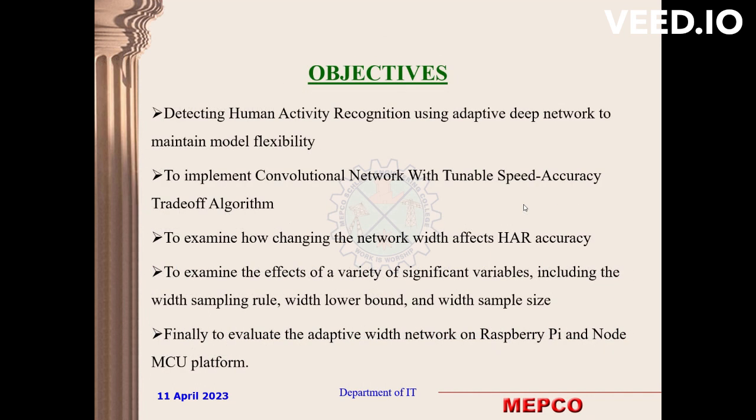The objective is to recognize human activity using the adaptive deep network, where we have altered the number of channels instead of increasing the number of hidden layers, and also to check how the network affects the accuracy, and to adapt the model to the Raspberry Pi and Node MCU platforms.